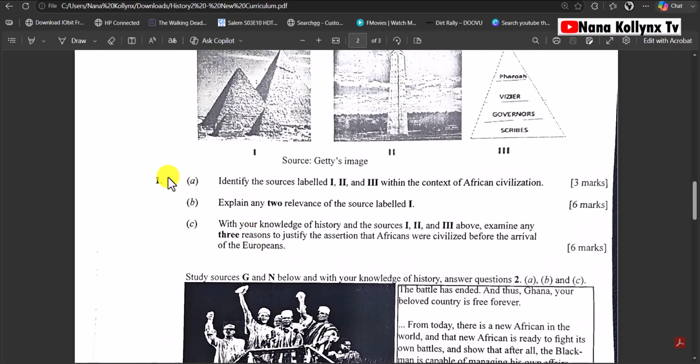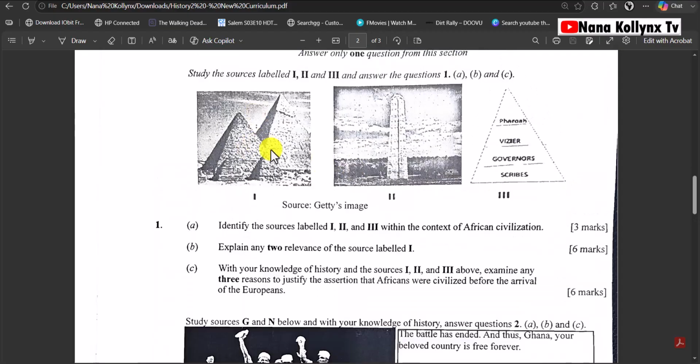So let's see. Question 1. 1A says, identify the sources labeled I and II within the context of African civilization, for 1 mark each. So what is this? You identify it. And what does this also stand for? Within the context of African civilization. So please don't write triangle. No, this is not a triangle. You understand? In history, African civilization, what do we mean by this?